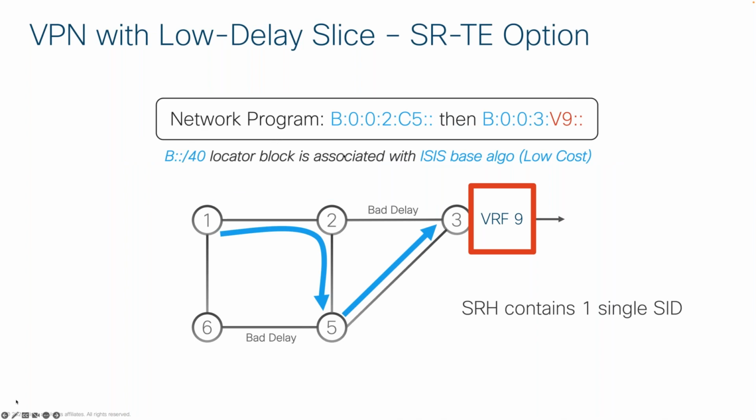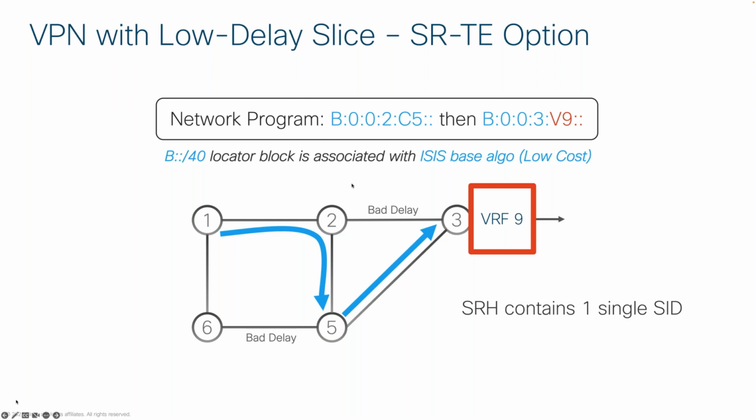Normally, if we're still using that B locator block, and we want to take a path that is not the shortest path, best effort, perhaps there's some poor delay on the link from 2 to 3 and 6 to 5, we'd have to push a segment list onto this packet of B02C5, which says first go to node 2 and then cross connect to 5. And then from 5, go to B03V9, right? So we'd have 2 SIDs pushed onto this packet, and then one in the SRH and destination address.